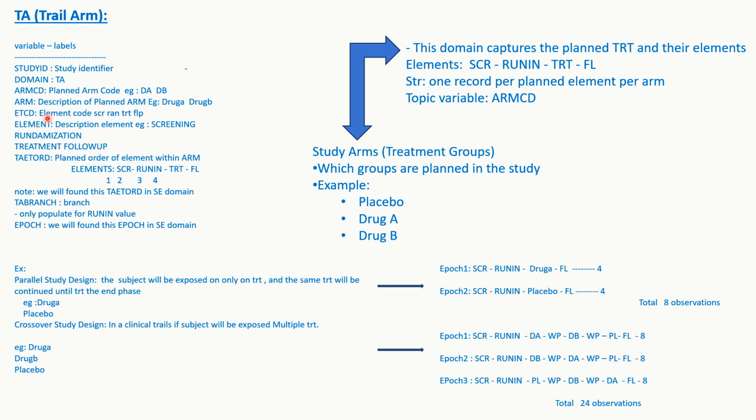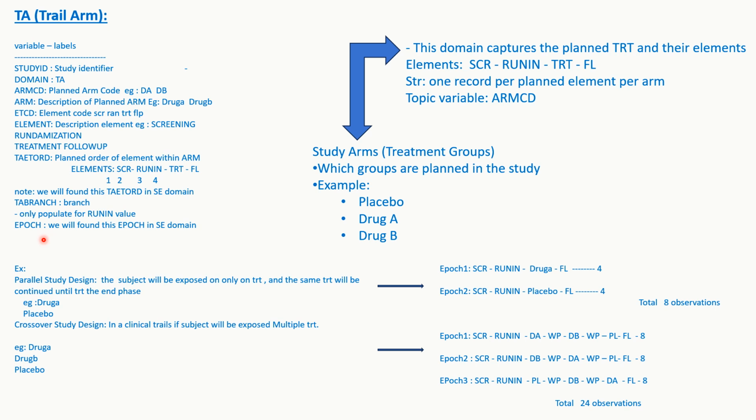Then element and element code. Element is screening, randomization, treatment, follow-up, and for the short name we capture it in element code. Then trial element order: for screening, randomization, treatment, follow-up there will be an order. Screening will be one, randomization will be two, treatment will be three, follow-up will be four. Like that, we give the order in this variable.